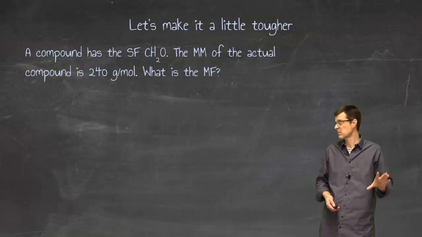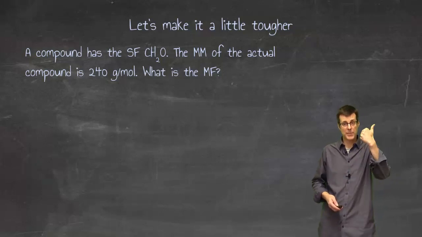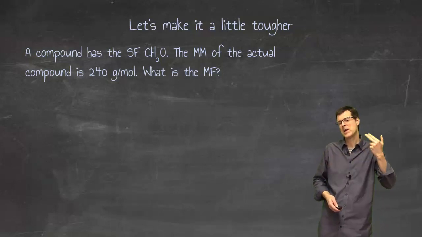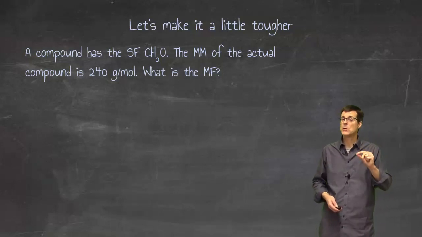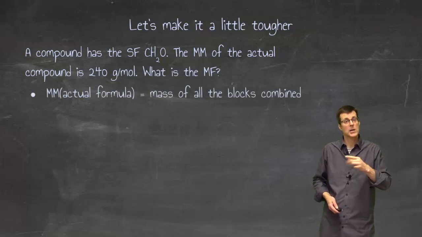Right? That's getting closer to the questions that you're going to be actually needing. Well, what do I need? I need the mass of all of the things together. Got it, 240. And I need the mass of each building block. I don't have that, but I do have the building block. I do know what the building block looks like.